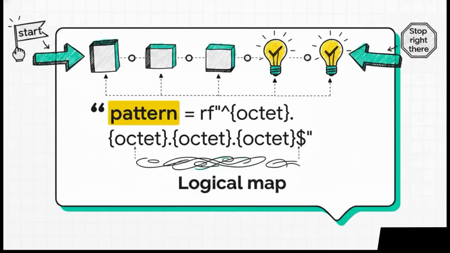Just look at how clean and simple the pattern variable looks now that we actually understand the building blocks inside of it. It translates perfectly. Start here, check for a valid octet. Then, notice the \ right before the dot? That just tells the bouncer we want a literal period, not a regex wildcard. Then another valid octet, literal dot, third valid octet, literal dot, fourth valid octet, and stop right there. What once looked incredibly dense is honestly now just a totally logical map.